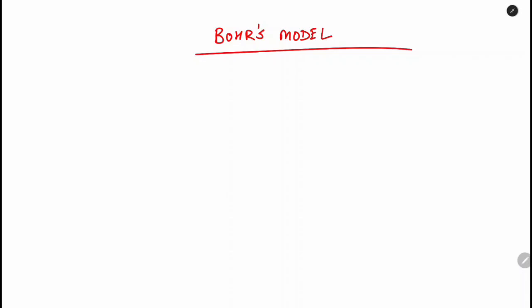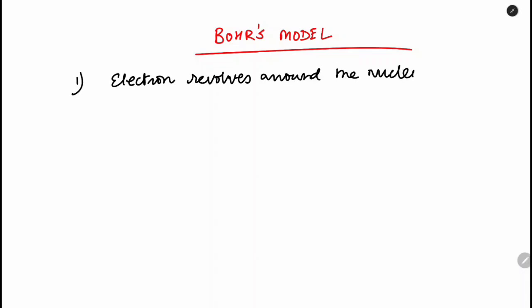And to solve this, here comes Niels Bohr with Bohr's model, which is the most famous model, and we will discuss it today. So what does Niels Bohr say? Bohr comes up with four postulates. First postulate is that the electron revolves around the nucleus in circular orbits.